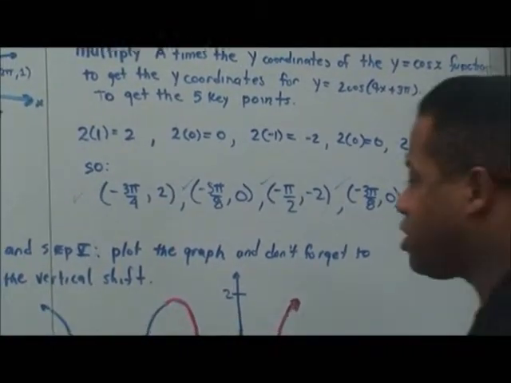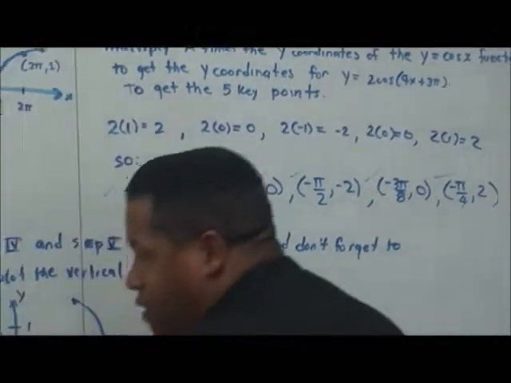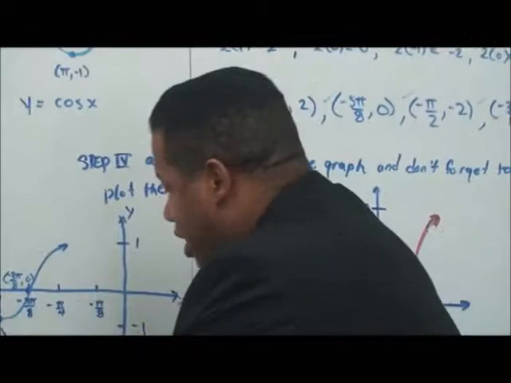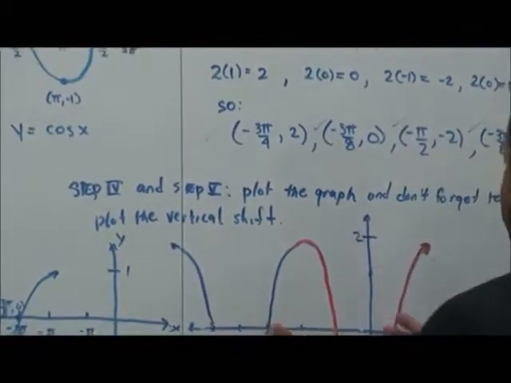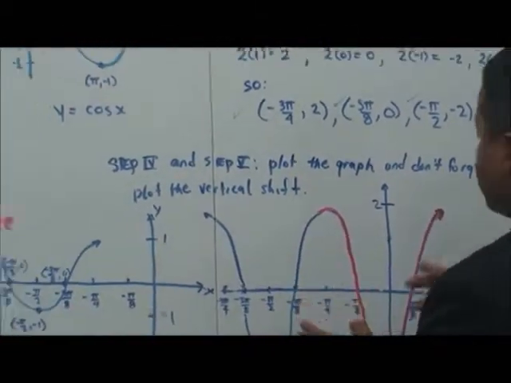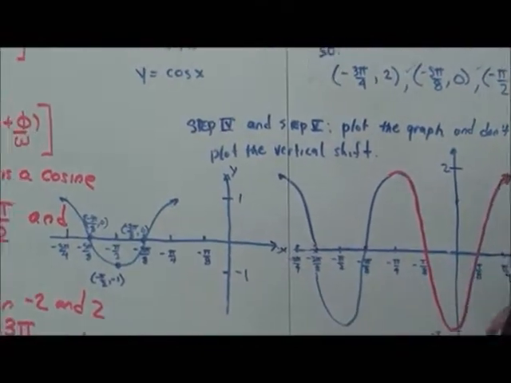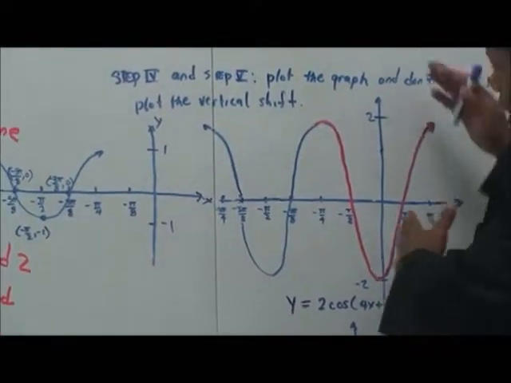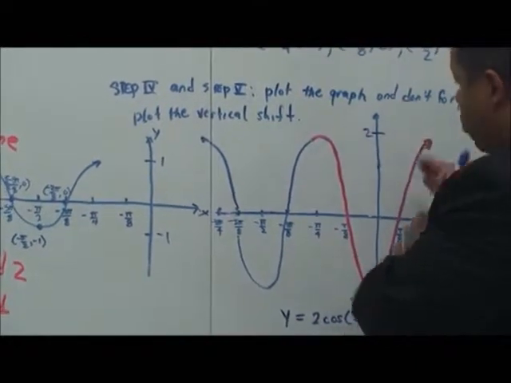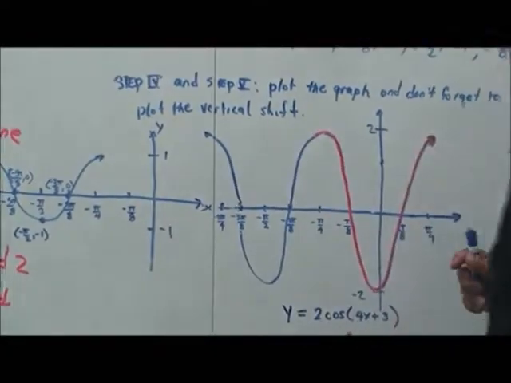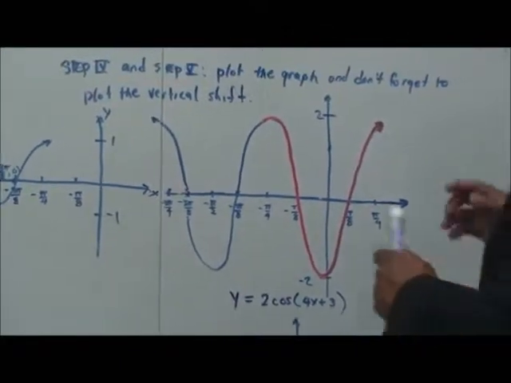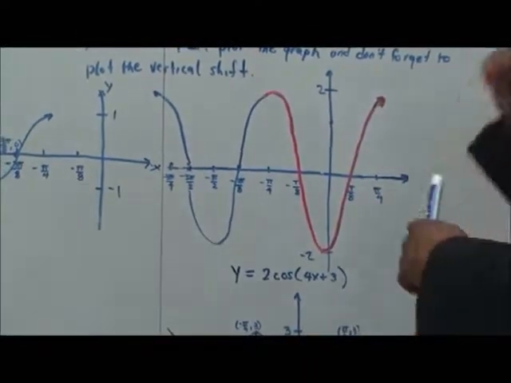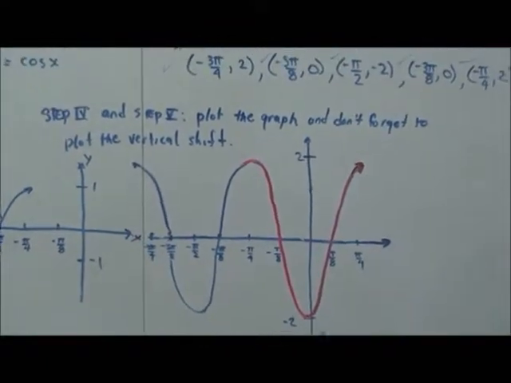And so we take those key points, and of course this is our regular cosine graph, our initial one. And then we compare to this. Now the amplitude is 2, remember? So since the amplitude is 2, look at it, all the values are between negative 2 and 2. And here we have our points being plotted appropriately from the 5 key points.